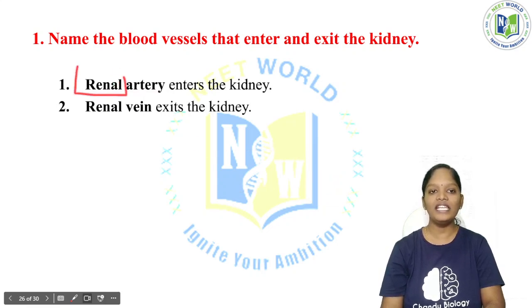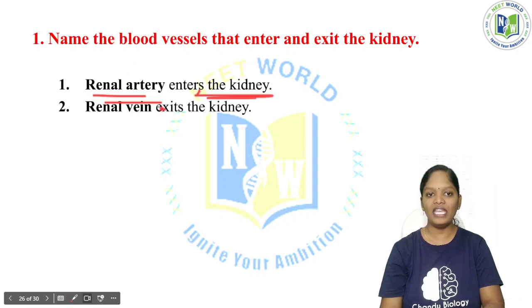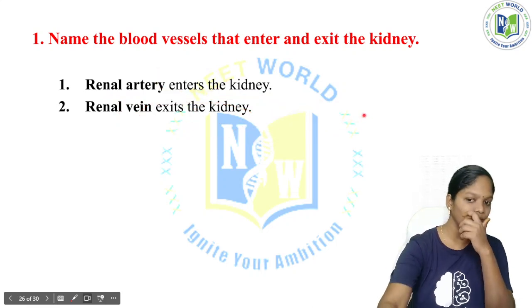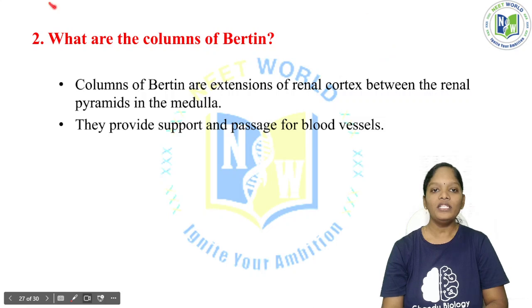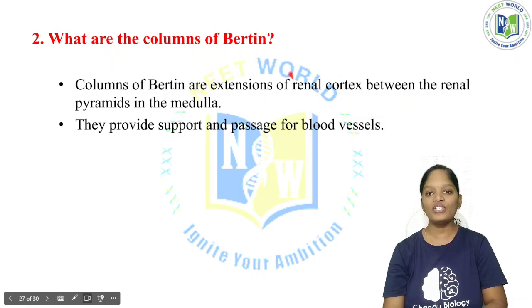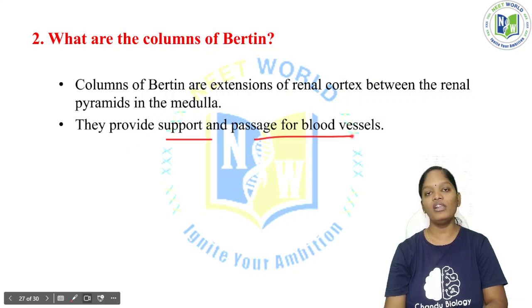Always, the word renal refers to the organ kidney. The renal artery enters the kidney, and the renal vein exits from the kidney. It is coming out, it is entering into. So that is the question. Now, what are the columns of Bertin? The columns of Bertin are extensions of the renal cortex between the renal pyramids in the medulla. They provide support and passage for blood vessels.